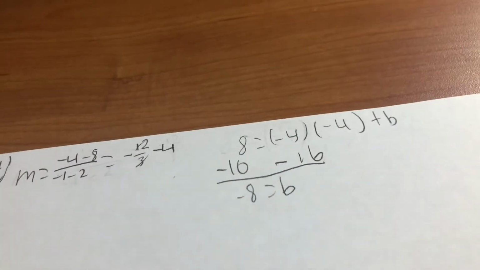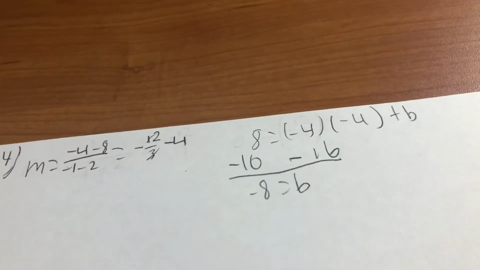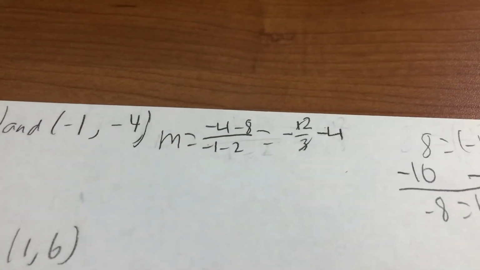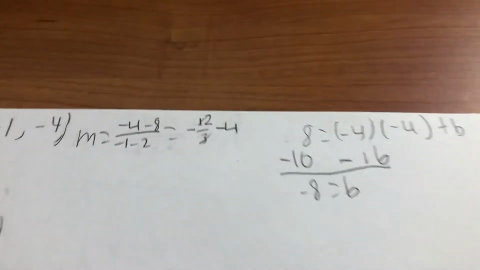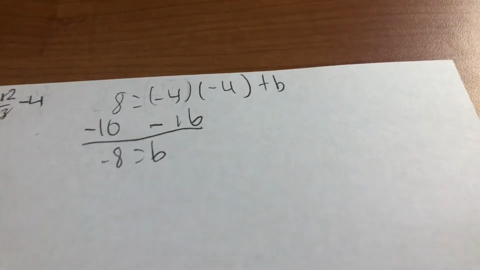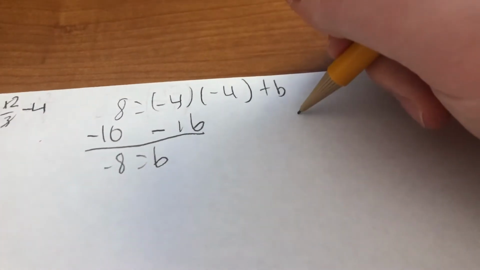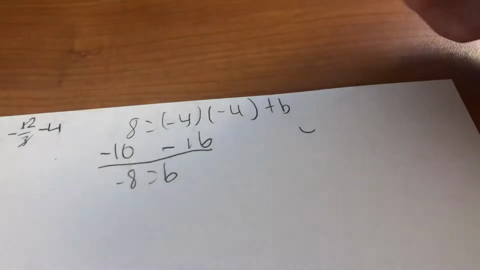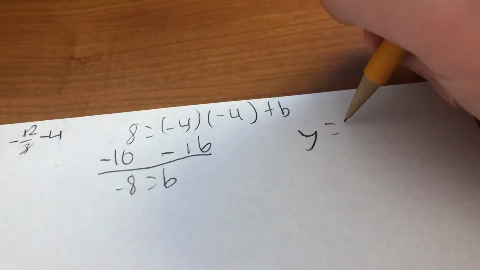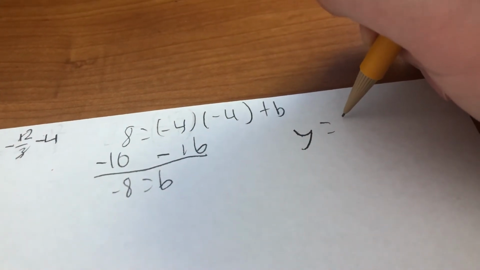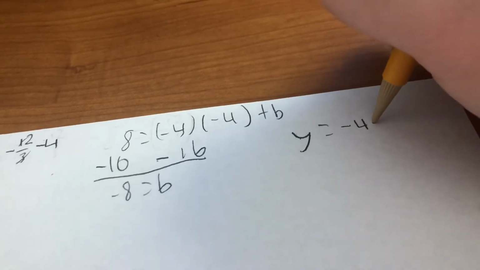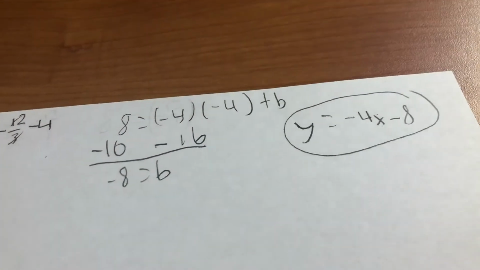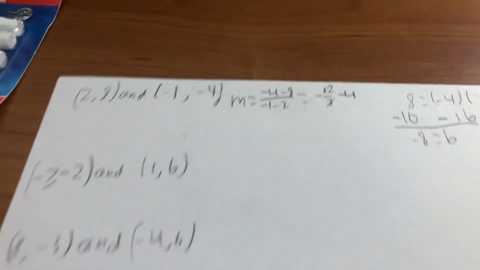Now for step 3, we are going to create our final answer. Now we're going to plug in the m from step 1 and then b from step 2. Now to create our final answer, we're going to have y equals -4x minus 8. And that's our final answer, and that's our problem. Now we're going on to number 2.